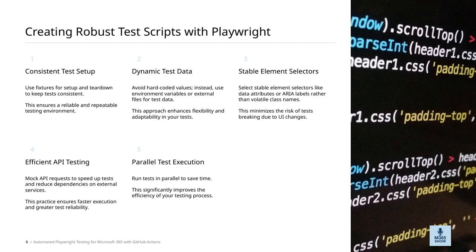Lastly, using fixtures for setup and teardown helps maintain a consistent testing environment. It ensures that each test starts from a known state and remains reliable and repeatable. All of these practices together build more resilient, efficient, and maintainable test scripts with Playwright, perfectly aligning with our goal of delivering high-quality automation for Microsoft 365 with GitHub Actions.